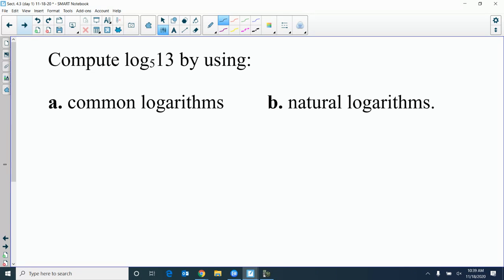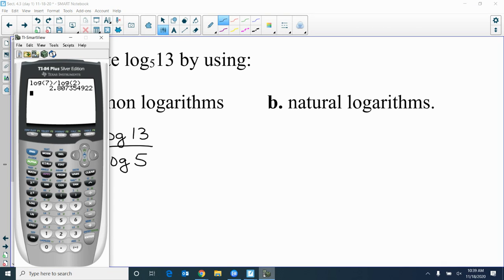All right, so compute log base 5 of 13 by using common logs and by using natural log. All you got to do with a common log is the log of 13 divided by the log of 5. Log of 13 divided by log of 5. And so I take log 13 divided by log of 5, and we get that. So that means 5 to that power better equal 13.